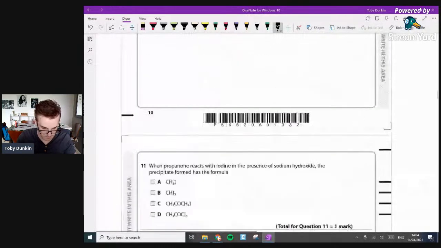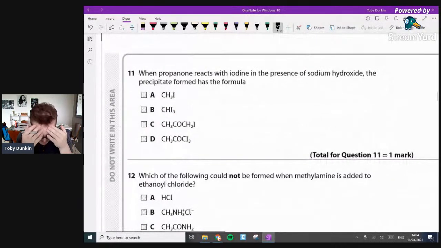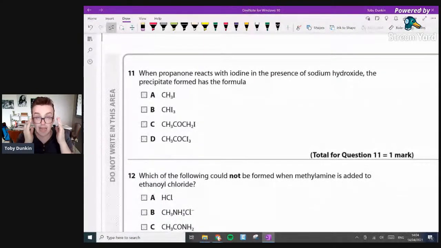Okay, moving on. When propanone reacts with iodine in the presence of sodium hydroxide, so this is the iodoform test. I'm just going to quickly check.